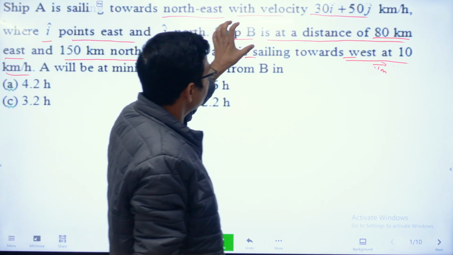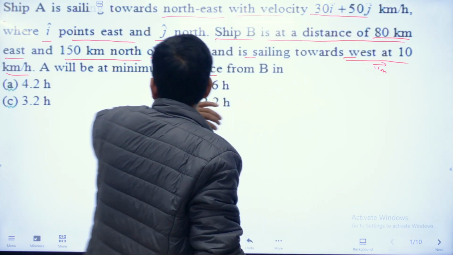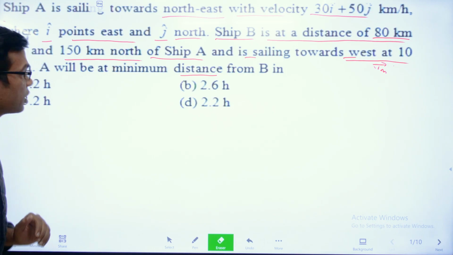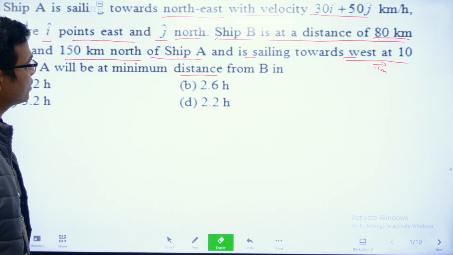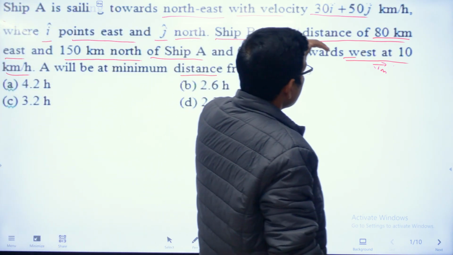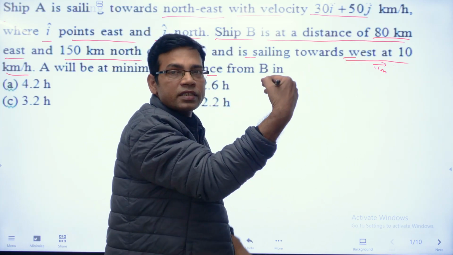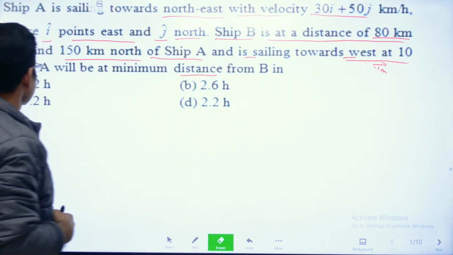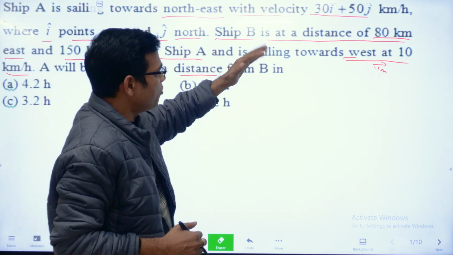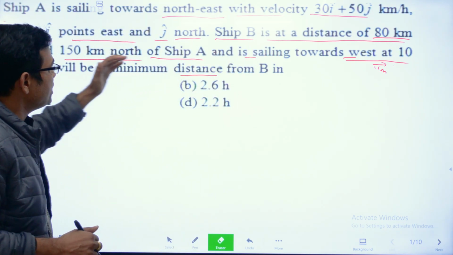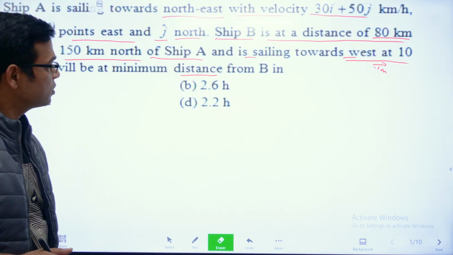Here ship B's location is given: it is 80 kilometers towards the east and 150 kilometers towards the north of A, and it is sailing towards the west. Its velocity is given as 10 kilometers per hour, that is, it is sailing towards the west. The problem asks: A will be at minimum distance from B after how much time? I have to find this.